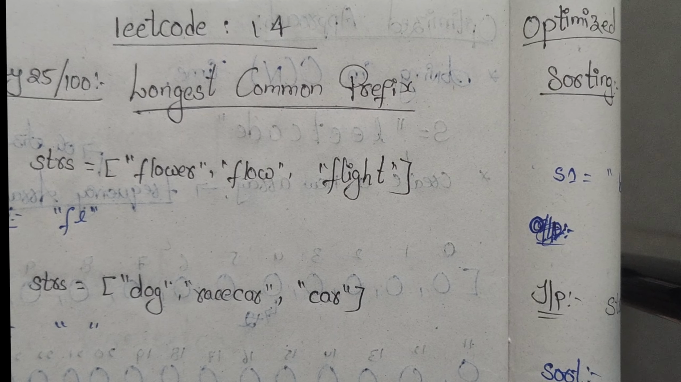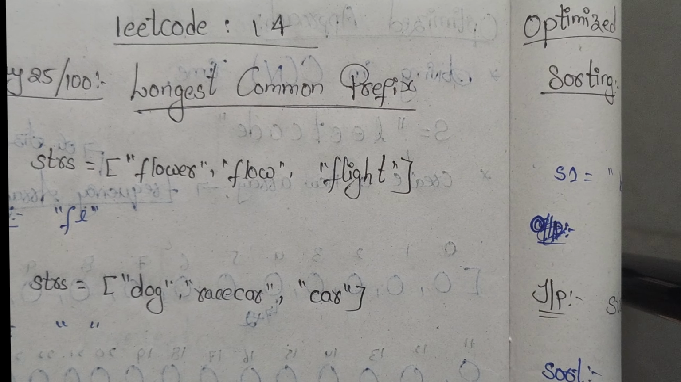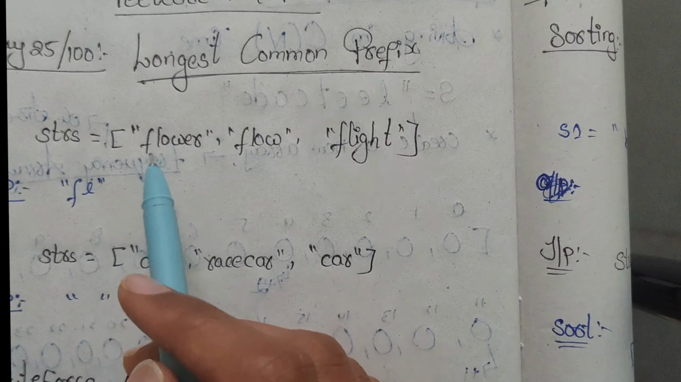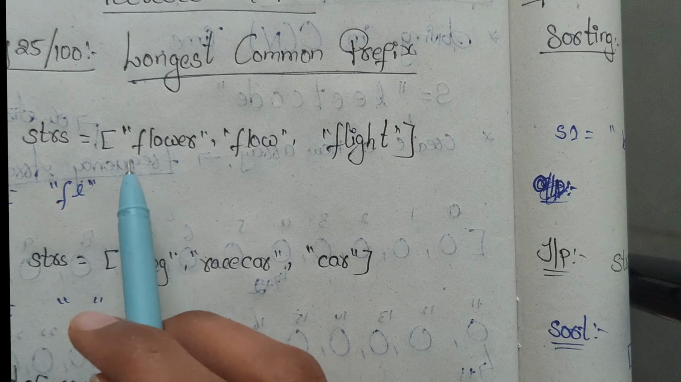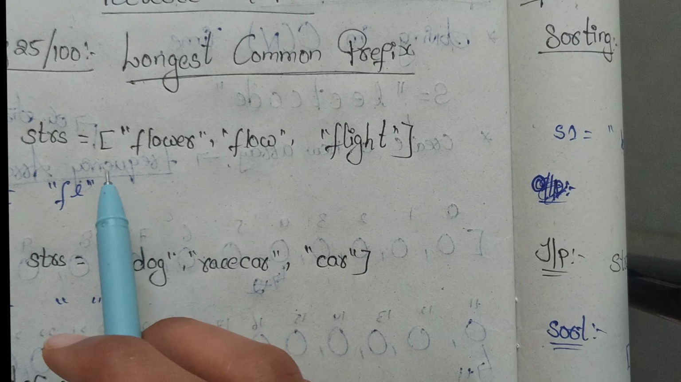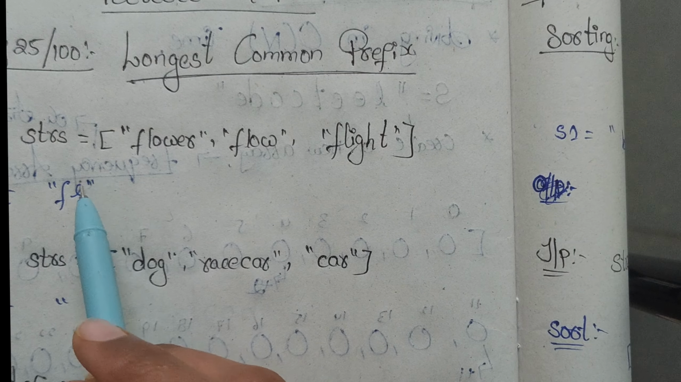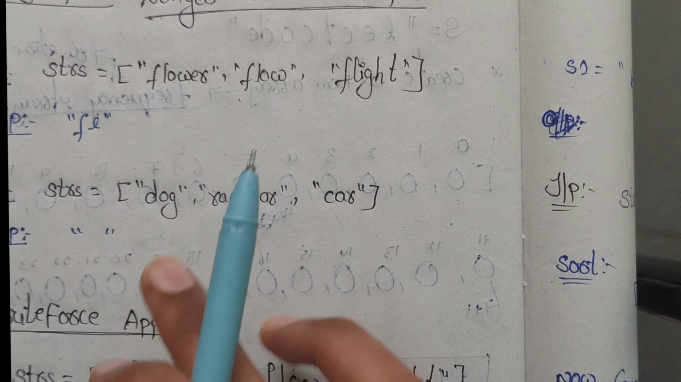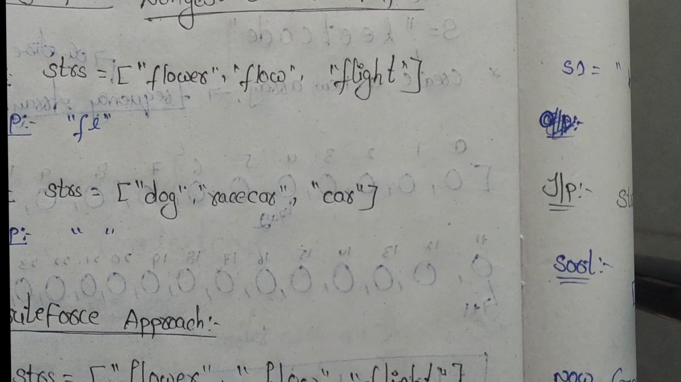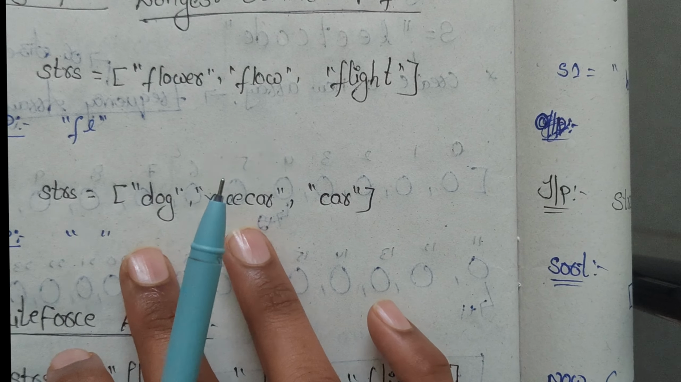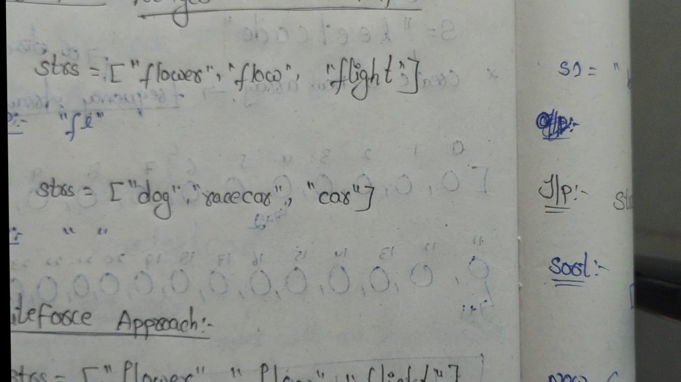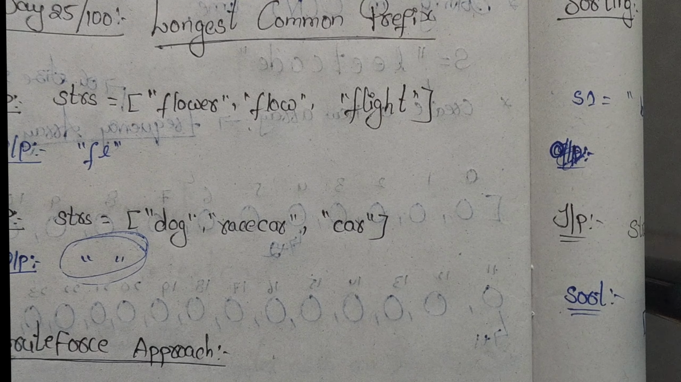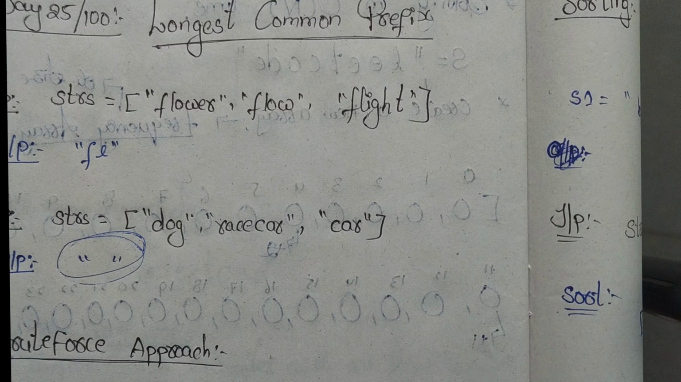Now let us see some sample test cases that help us get a better understanding of this problem. If you look at this array, it contains three strings: flower, flow and flight. If you carefully observe, you will find that FL is common in all the strings, so we are going to return FL as the longest common prefix for this array. Now let us take another array containing dog, racecar and car. If you carefully observe, there is no prefix common among all these three strings, isn't it? So in this case we simply have to return the empty string. These are the basic rules we should keep in mind while solving this problem.